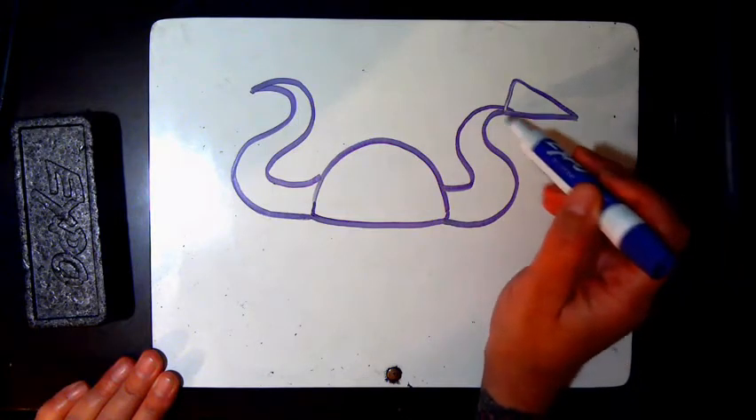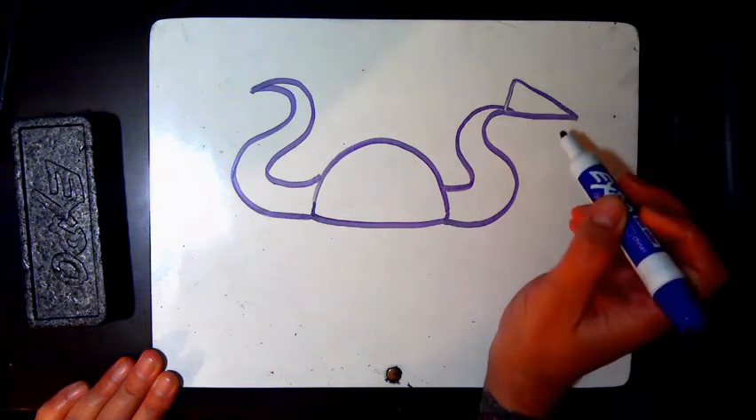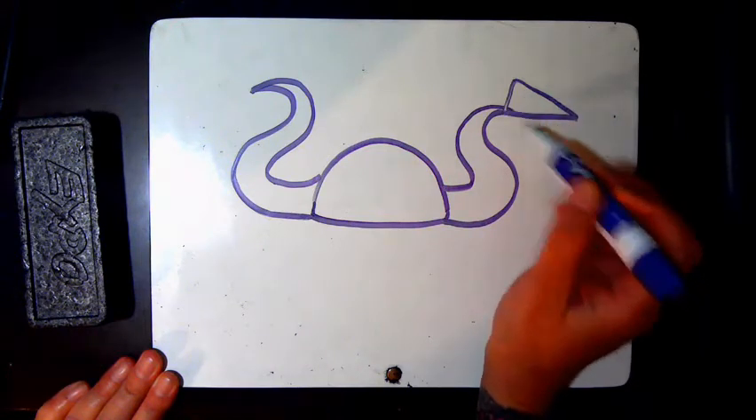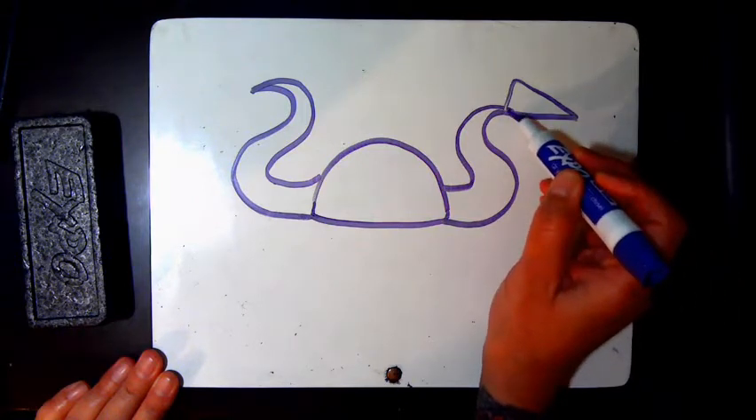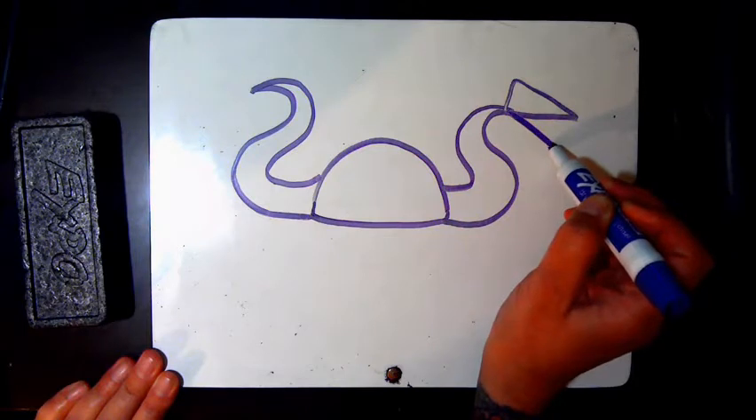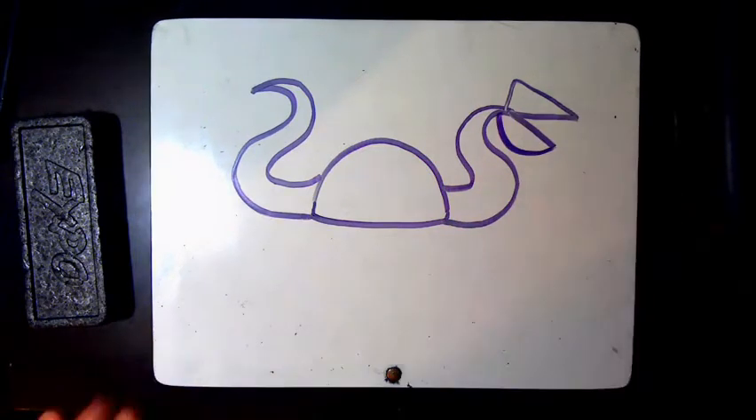Now the bottom is going to be like a long skinny half oval. Watch me, okay? So from right here on the tip of the neck, we're going to go down and back up. Okay, like a half circle, but more like a half oval, right? Yes, Miss Freels, that is correct.